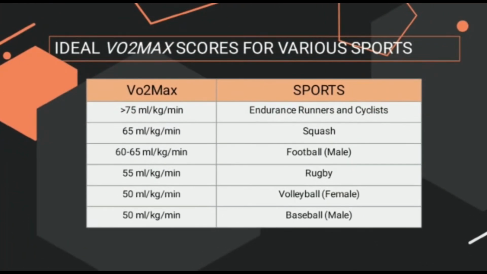This is the ideal VO2 max score for various sports. For the endurance runner and cyclist, the VO2 max will reach above 75, squash 65, football for male 60 to 65, rugby 55, volleyball for female 50, and baseball male 50.